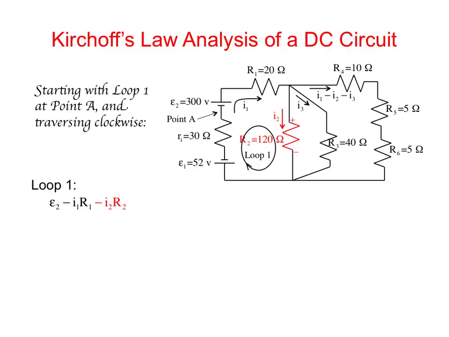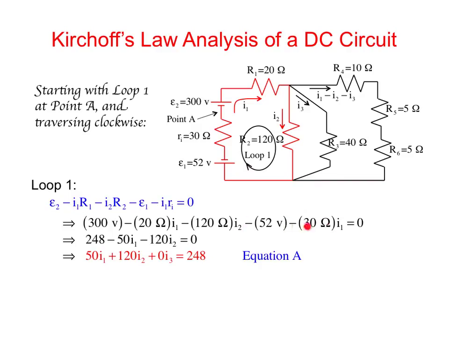Again, I'm going with the current. When I get to this battery, I'm going from the high to the low voltage side, so I'm seeing a drop of E1. Going with the current flow through little r sub i, so I'm seeing a voltage drop of minus I1 little r sub i. And that brings me back to point A, which means that's going to all equal 0. So here is my loop equation for loop 1.